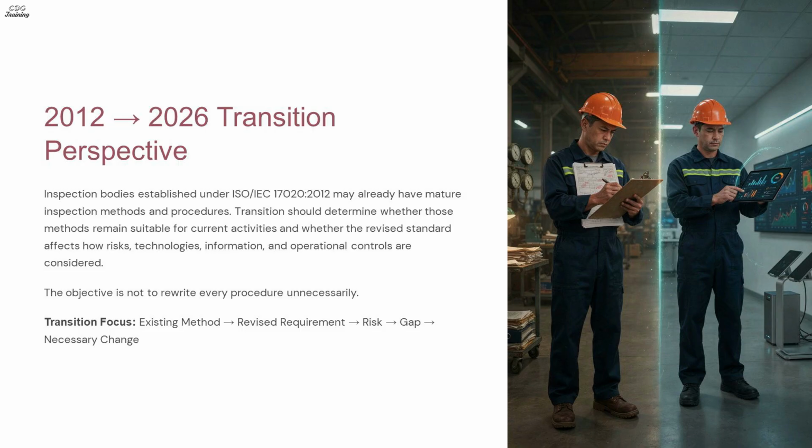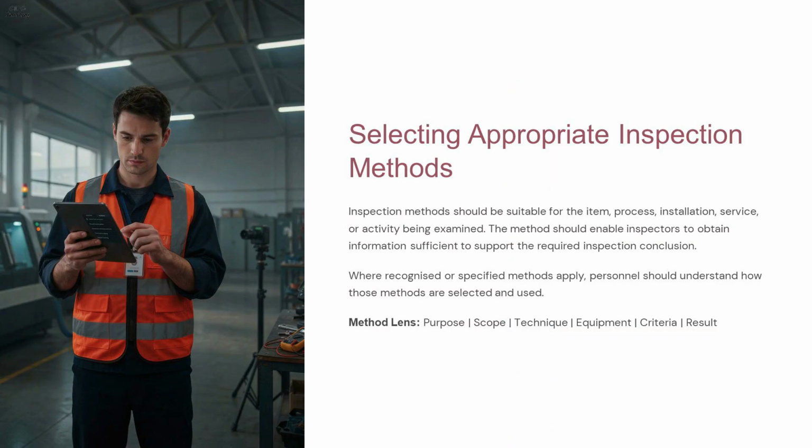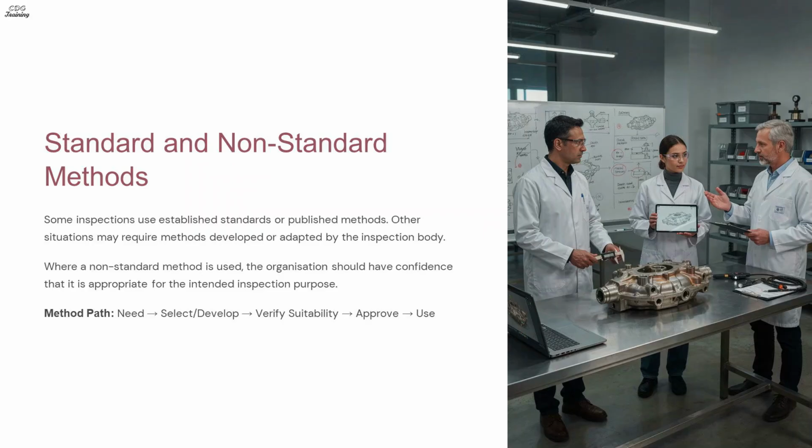Transitioning from ISO/IEC 17020:2012 to 2026 involves evaluating existing methods and determining necessary changes. The goal is to ensure methods remain suitable and effective without unnecessary rewrites. Inspection methods must align with the item or activity being examined, providing enough information for accurate conclusions. Personnel should understand how methods are selected and used. Standard methods use established guidelines, while non-standard methods may require adaptation. Organizations should ensure methods are appropriate for their inspection purposes.